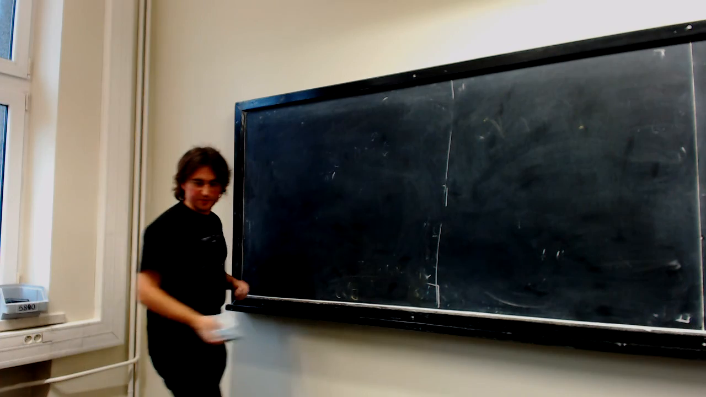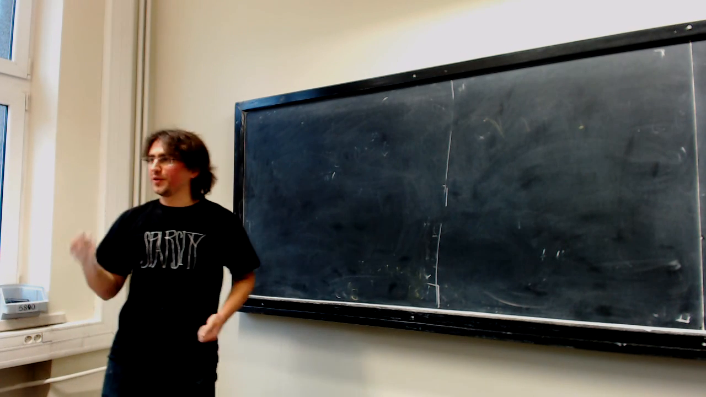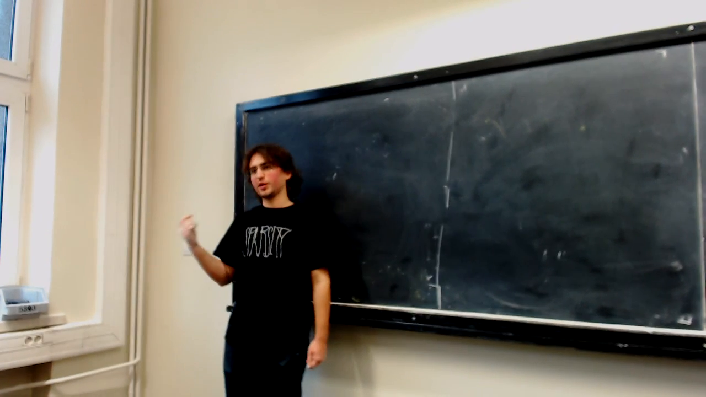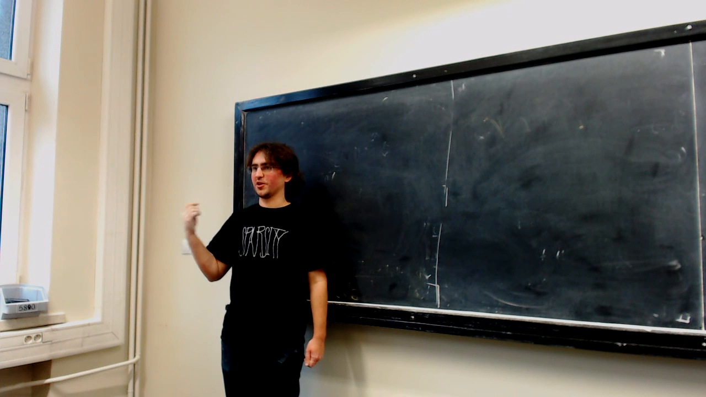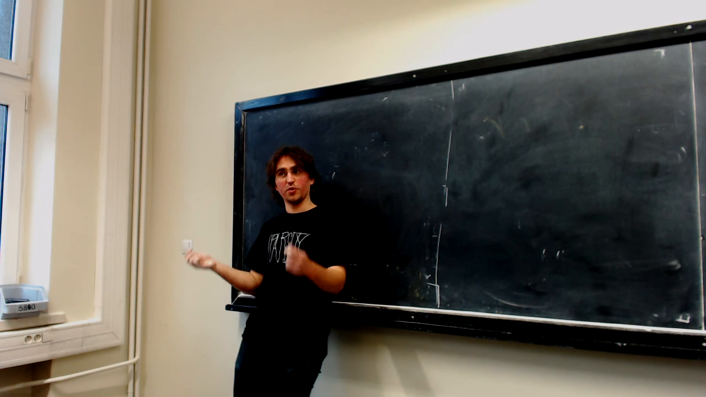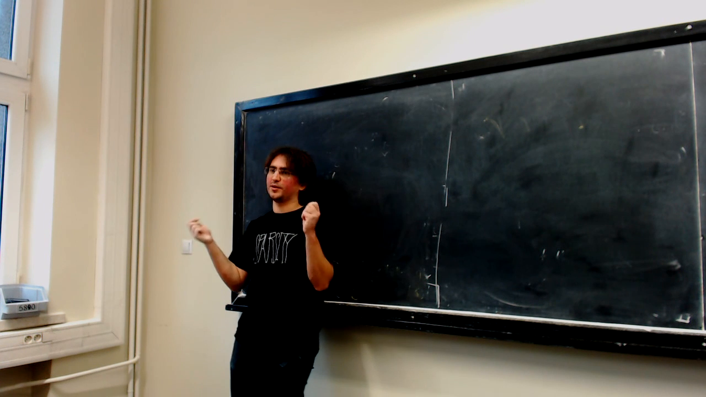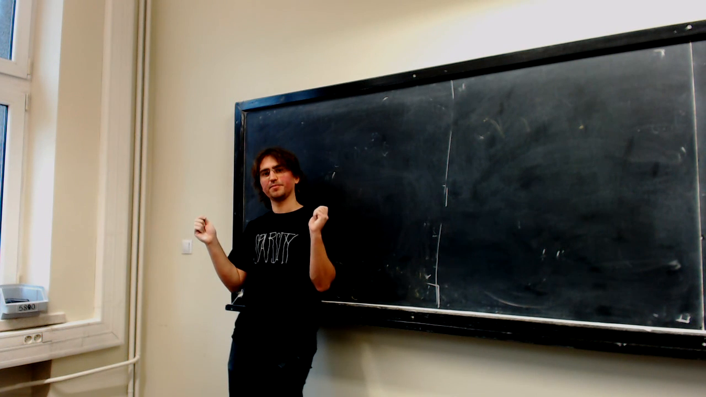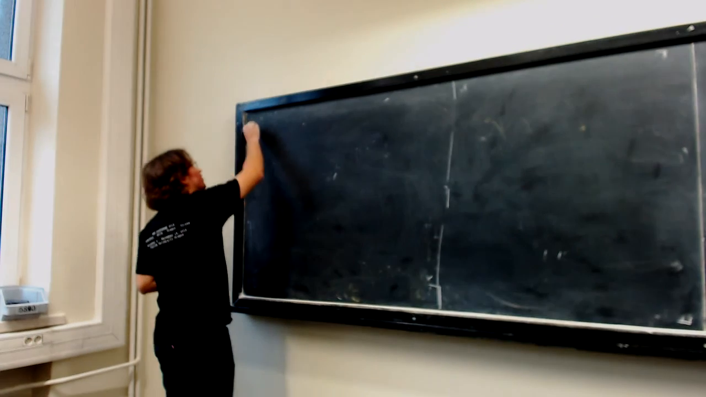So let's start with some definitions. First of all, you already know what an independent set in a graph is. This is a set of vertices that are pairwise non-adjacent. So this is like an independent set of distance 1, because I want every two vertices to be at distance more than 1. So let's generalize.